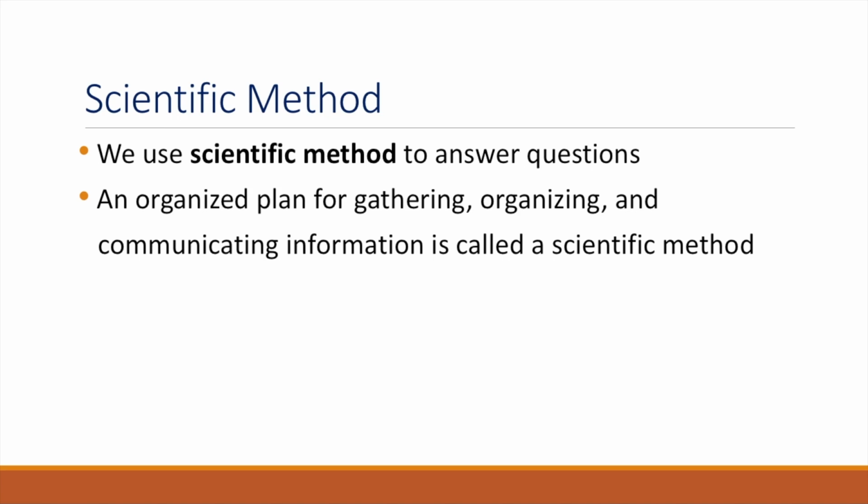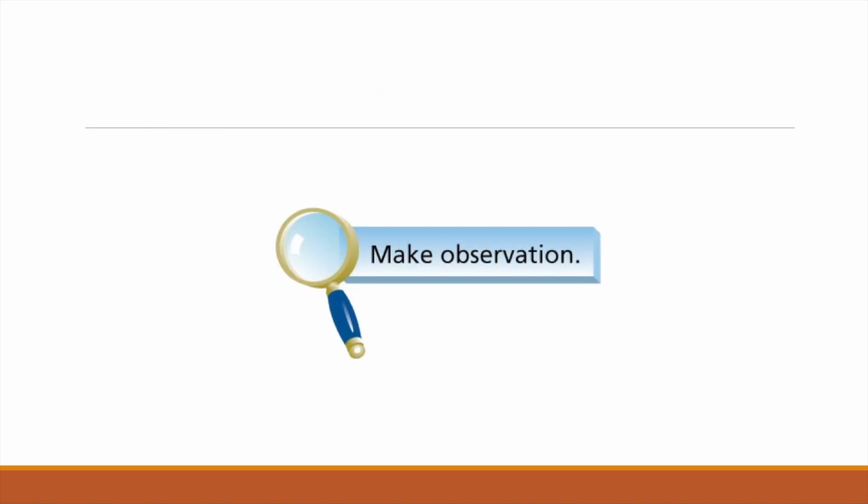So the scientific method is something that we use to answer questions. It helps us stay organized and have an organized plan for gathering, organizing, and communicating information. And that's known as the scientific method. So this process in which scientists gather information, organize it, and communicate the information, the entire process is called the scientific method. If you need a moment, go ahead and pause the video and restart when you're ready.